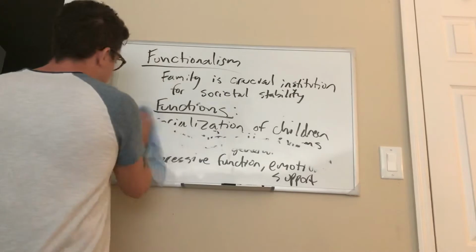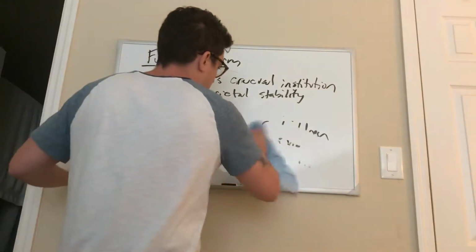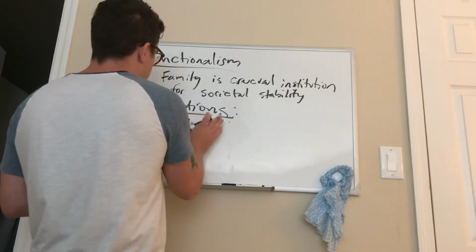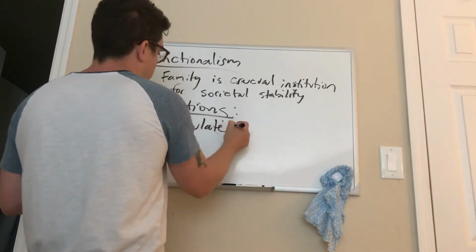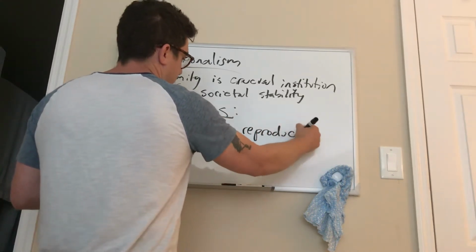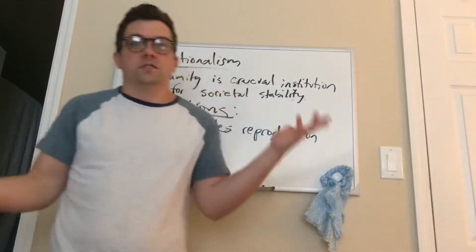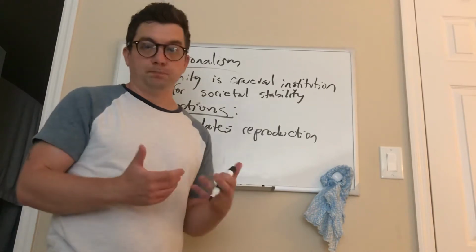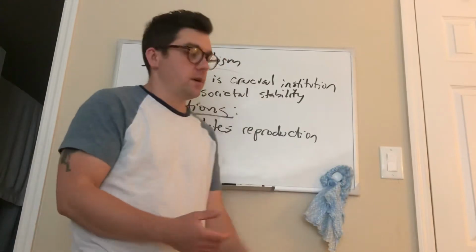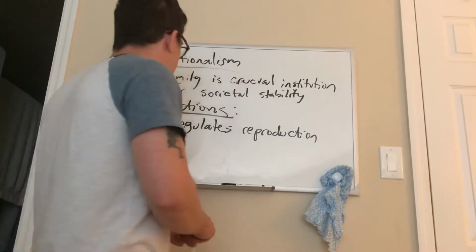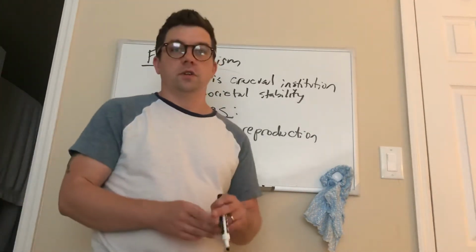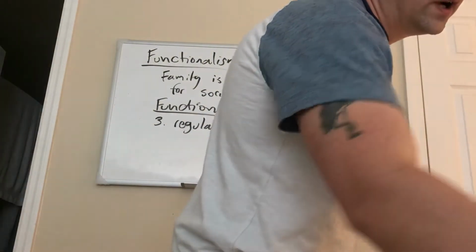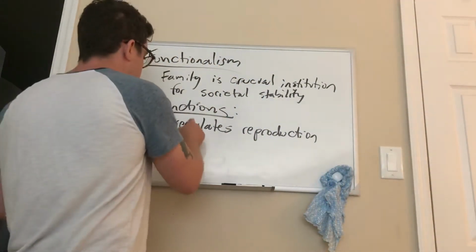There's a couple more, so I'll just erase these. Three is that family regulates reproduction, right? Obviously, in our society today, sexual activity and reproduction do not always happen within the confines of marriage, or even cohabitation, because we have things like Tinder and things like that. But the idea is that, traditionally, as an institution, it's supposed to regulate reproduction so that children are born into situations where they could be cared for more easily. They could be socialized, etc.